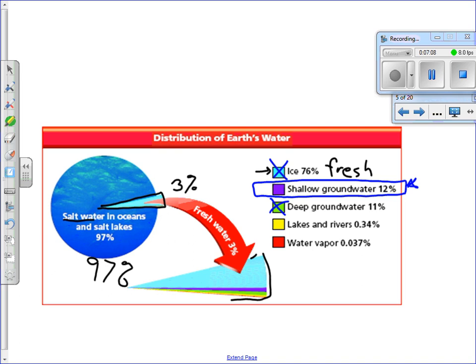Then we have lakes and rivers. Can we use that water? We can, to some extent, but look how we think of lakes and rivers being a lot of water, but when you look at all the water on Earth, even all the fresh water, it's 0.34% of the 3%. So that's a tiny amount. And then there's water vapor. That's the humidity in the air, which we don't generally use.